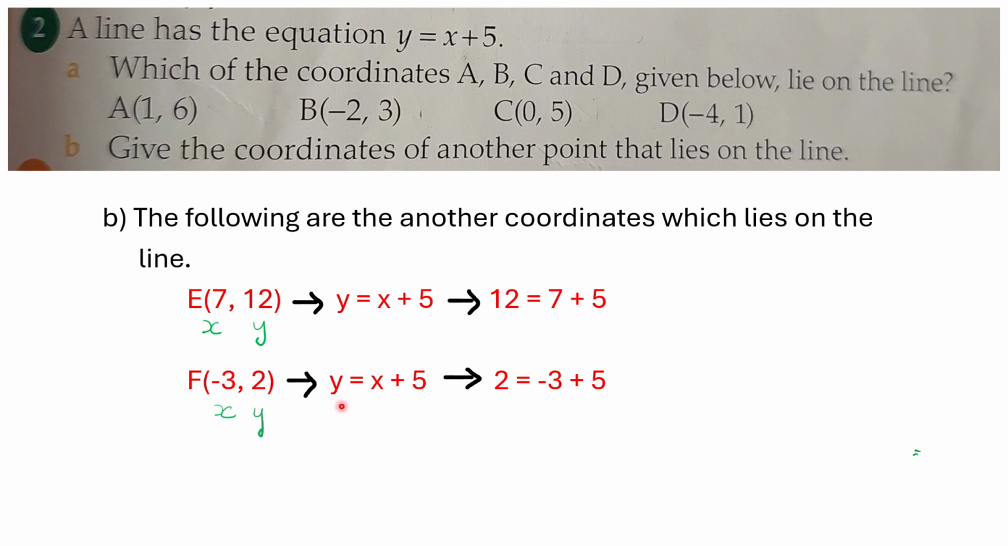So what is our y? That is 2. What is our x? That is minus 3. So 2 equals minus 3 plus 5. Now minus 3 has the minus symbol, and 5 has the positive symbol, so we should do the subtraction. So 5 minus 3 is 2. 5 is the bigger number which has the positive sign, so it's plus 2. Okay, so that means F lies on the line.